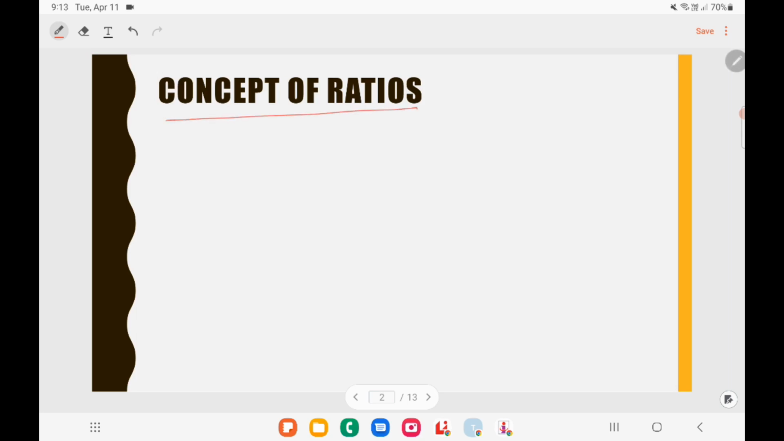For that I am taking an example. Let's say A is equal to 60 and B is equal to 25. Now we need to find out what is A is to B, or what is the ratio between A and B. In that case we need to find A divided by B.